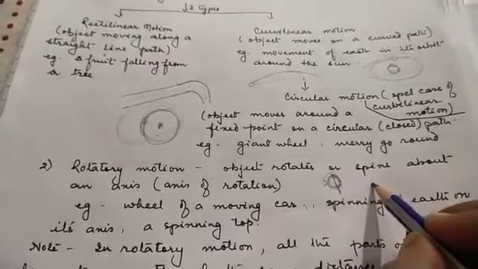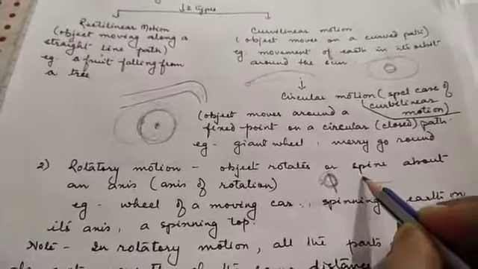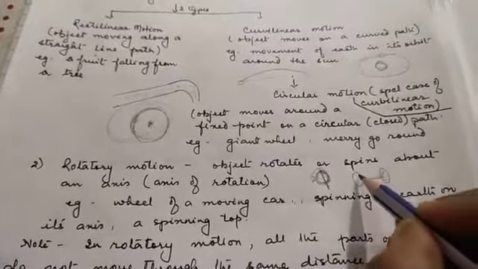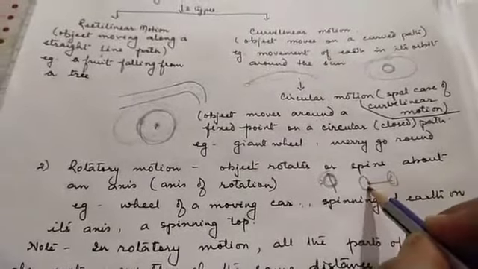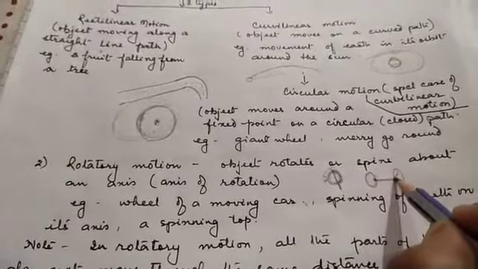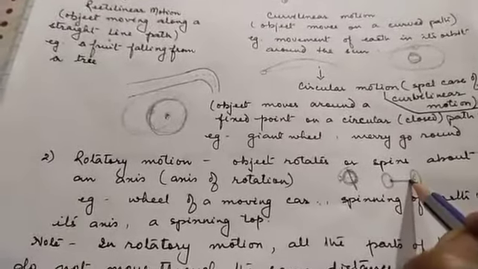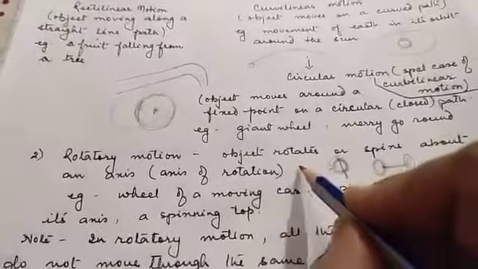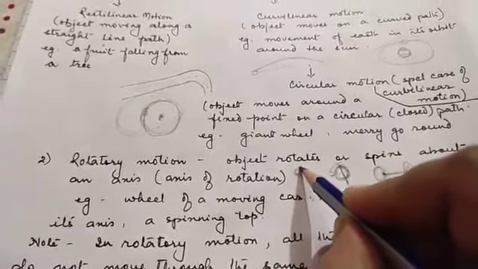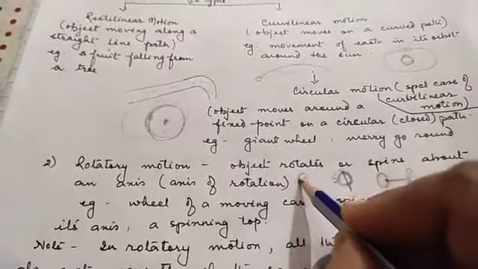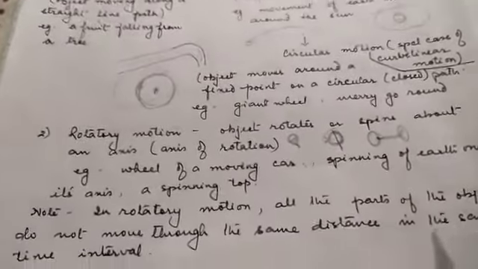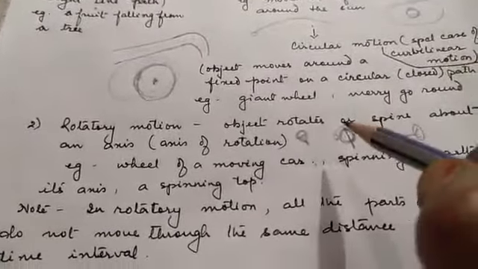Then the wheel of the car. The wheel of the car has an axle, isn't it? These are the wheels. It is joined like this. So these wheels also are in rotatory motion because they spin about an axis. Then spinning top. Spinning top you all must have seen. This is a top. The spinning top also spins about an axis, so it is in rotatory motion.